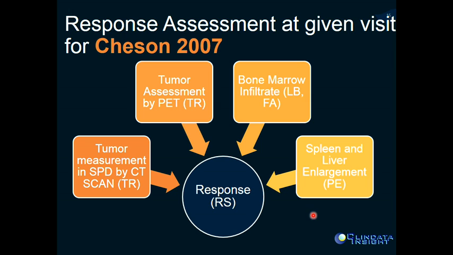If you look at how those assessments are implemented in CDISC SDTM domains, the tumor measurements in CT scan and PET scan are saved in the TR domain, bone marrow infiltrate is saved in the LB and FA domains, and spleen and liver enlargement is saved in the PE domain. All those assessments will determine the response for the patients at the given cycles.